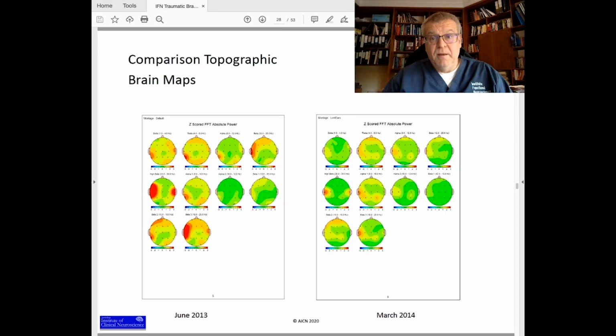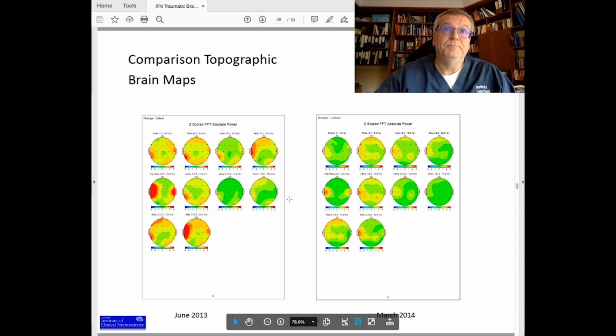So these are the before and after maps that we recorded from this patient that was just demonstrated in those videos. And you'll see that the bright red areas over his left ear and some small areas over the right ear have resolved. So the left area here is the before treatment, and the right area here is the after treatment. And you'll see that these red areas have resolved significantly.